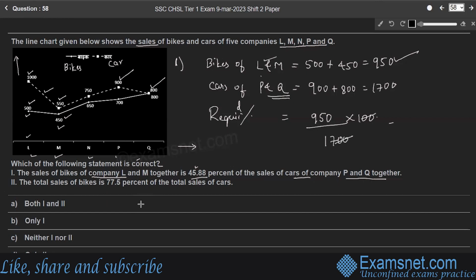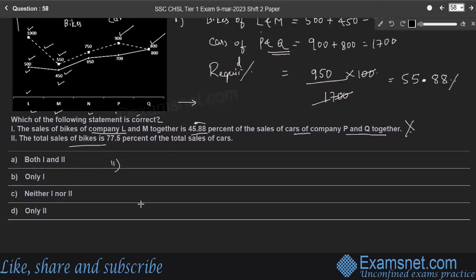So we can cancel 2 zeros, 17 into 5, so 85, again 5, 85. So 55.88% is the total sale of bikes sold by L and M. So it is 55.88% of the sales of cars sold by P and Q together, which is not 45.88%. Therefore, the first statement is wrong. So let us check the second one.